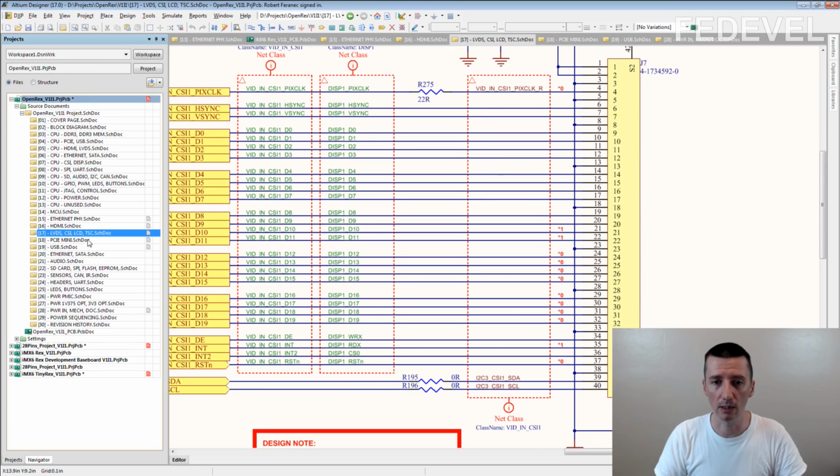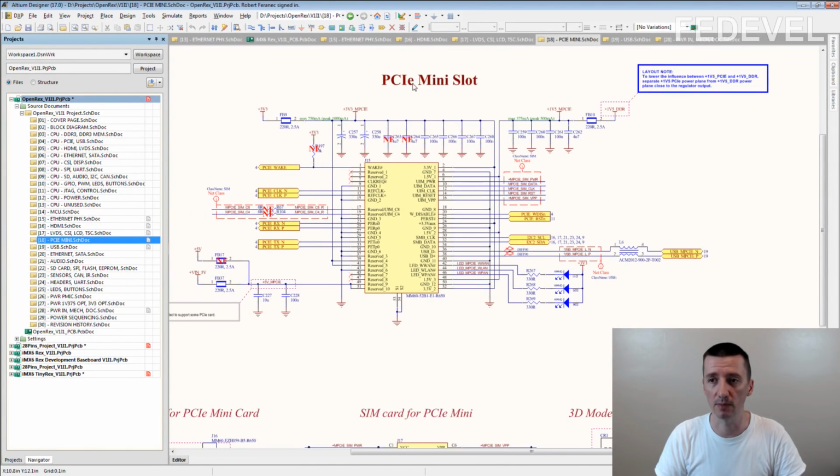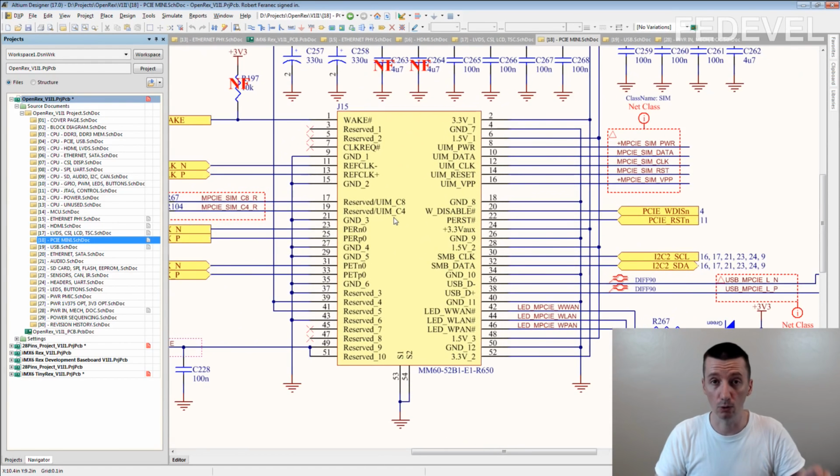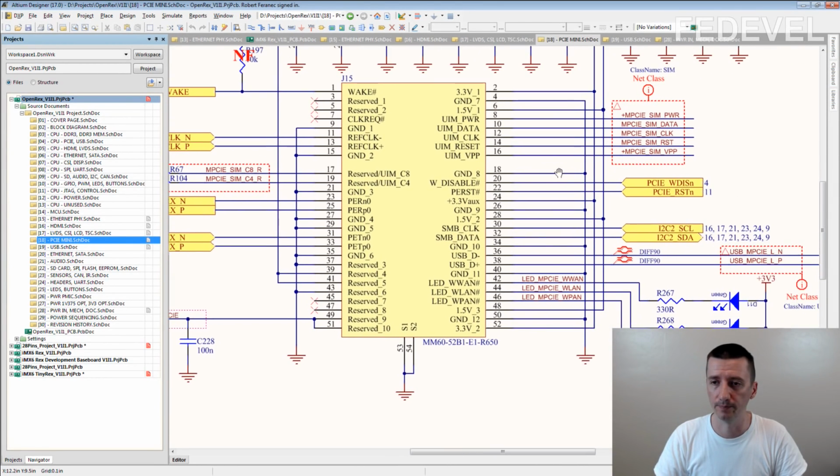If the connector is a two-row connector, like this one, a PCI Express mini card slot, and there are two rows of pins, again, we order and place these pins in the symbol of this PCI Express mini slot exactly the way they will be on the physical component, so we can see how the signals are ordered.